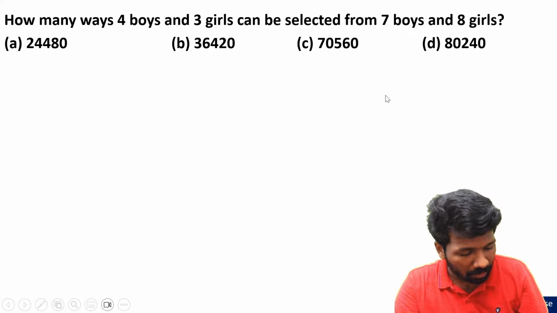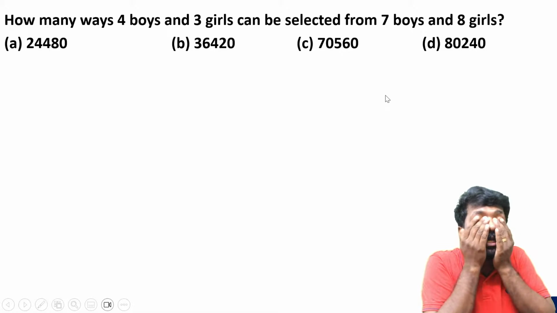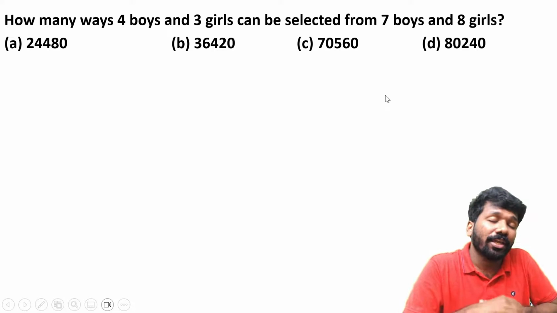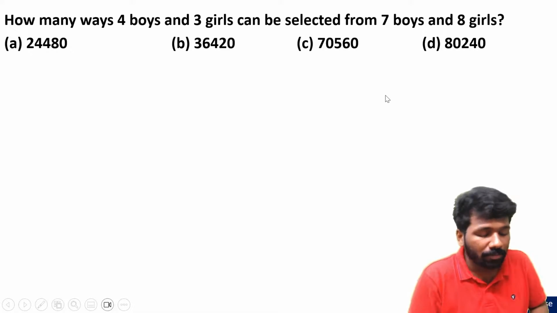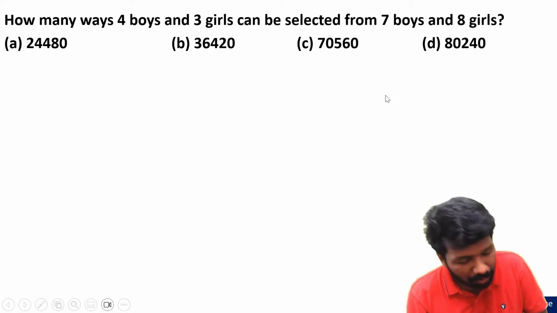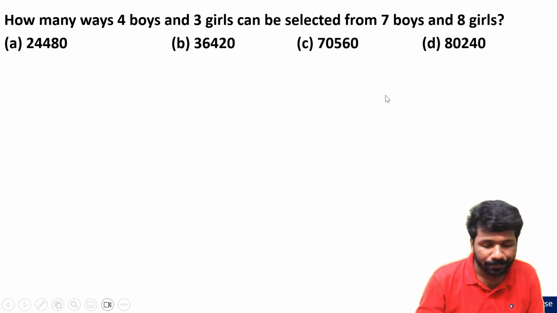Which formula have you used, Kaushiki? Formula is 20P2, that is 20 into 19 divided by 1, because the remaining things will be cancelled. 20 into 19 is 380, na? 380 will be the correct answer.